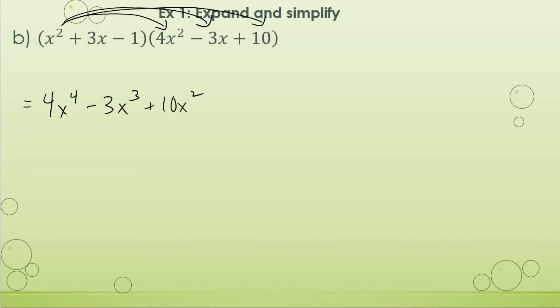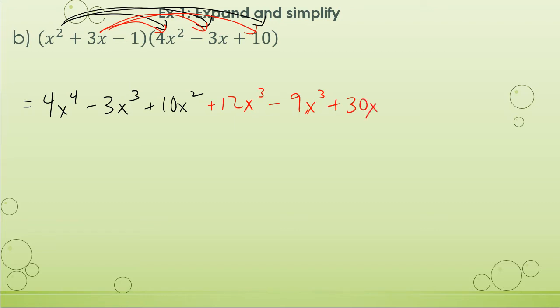Now I'm going to color code this. You don't have to color code it, but I'm going to just to make it stand out a little bit. Now 3x times everything in the other bracket. 3x times 4x squared gives us 12x cubed. 3x times negative 3x gives me negative 9x squared. 3x times 10, 30x.